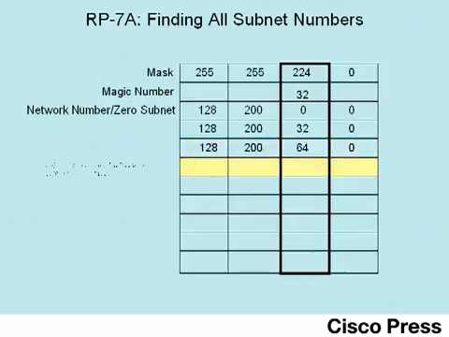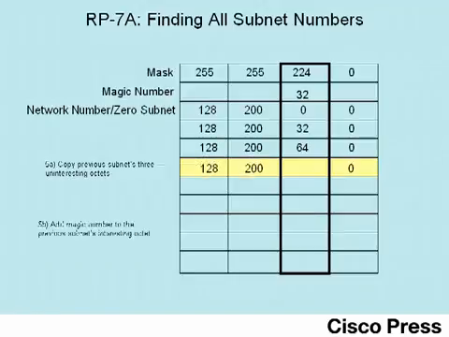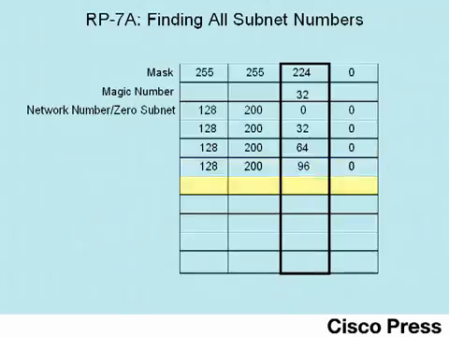Repeating step 5 again, we copy the 3 boring octets down to the next line in the table at step 5A. And then at step 5B, we add the magic number of 32 to 64 in this case, which gives us 96 for the new subnet number. So this next subnet number is 128.200.96.0. At this point, you should start to see the pattern. Of course, in the third octet, all the subnet numbers are some increment of 32, which is the magic number.